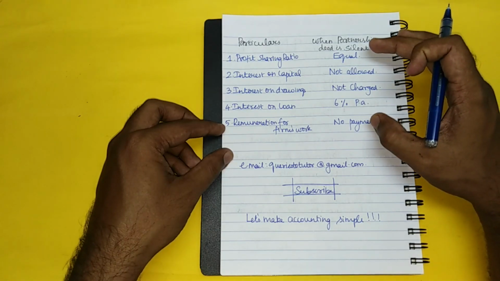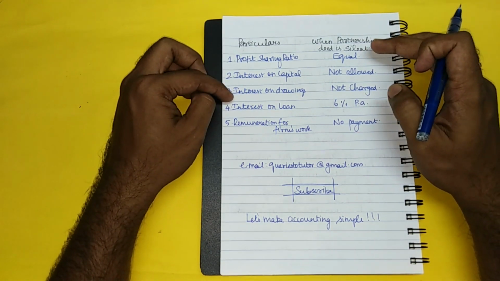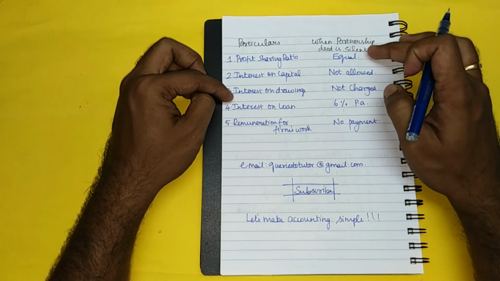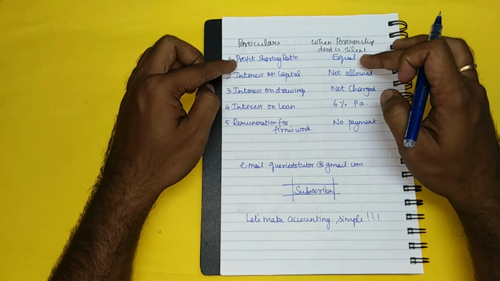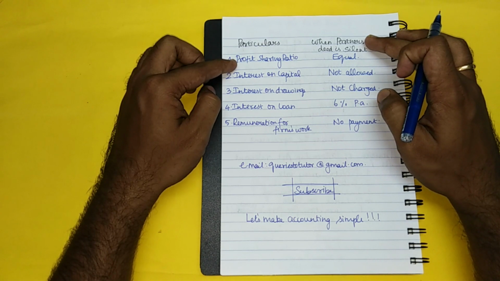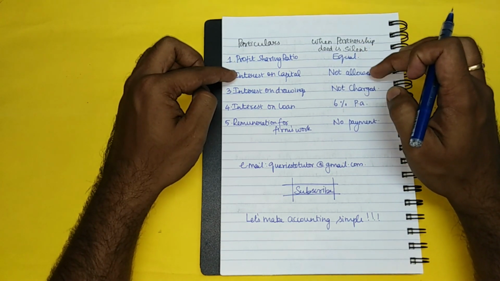So I have summarized the provision of the Partnership Act in the form of a table. These are all the particulars and what will be the treatment when the partnership deed is silent. First, profit sharing ratio. It should be shared equally when the partnership deed is silent. Interest on capital. It should not be allowed when partnership deed is silent.